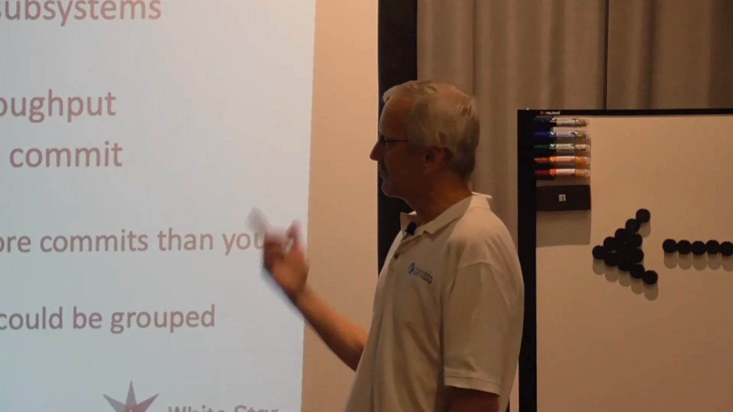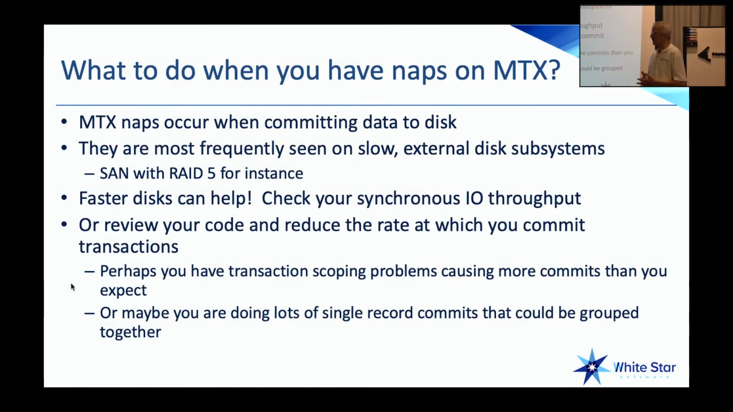How about if you have MTX naps? Well, MTX naps occur when you're committing data to disk. So really, you're most frequently going to see this when you're working with a SAN and you have a slow I/O subsystem that doesn't really do writes very quickly. And really about the only way you can fix that is to get faster disks. Stop using SANs, for instance. That's always a good idea. There's no such thing as a high-performance SAN. Those things don't exist. SANs are not there to make your database go faster. They're there to make your storage administrator's life easier.